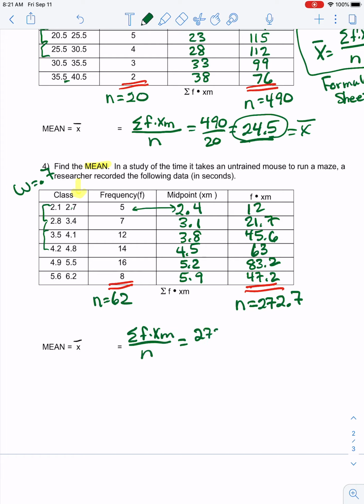So 272.7 divided by 62 is approximately 4.398. In matching the position of our data, this is going to be approximately 4.4. And that's your x bar.